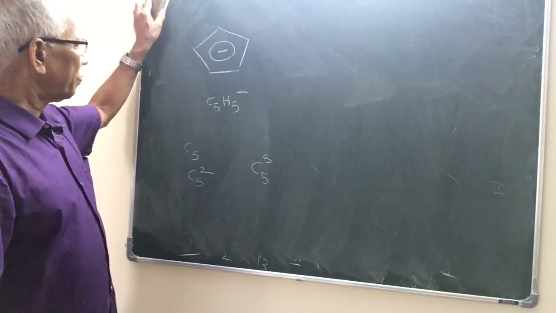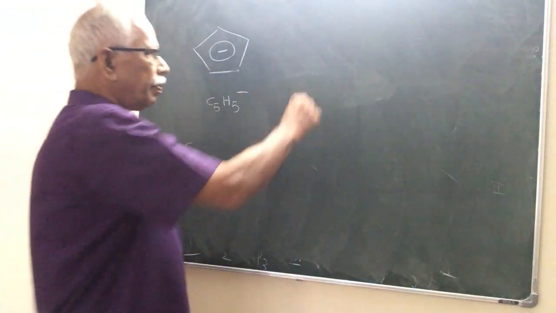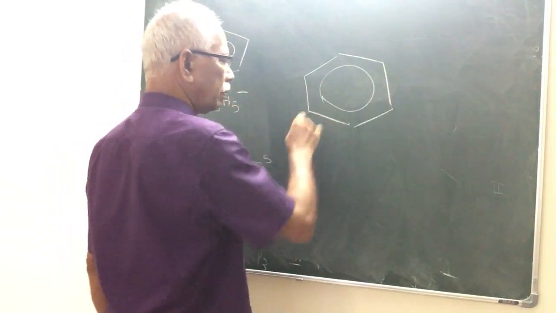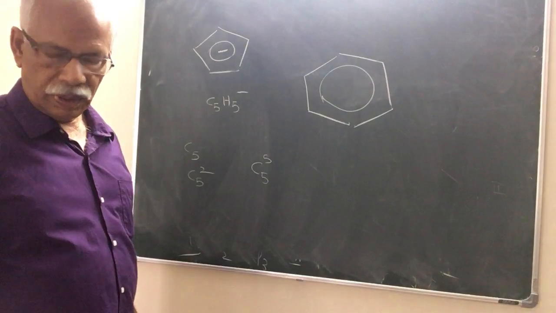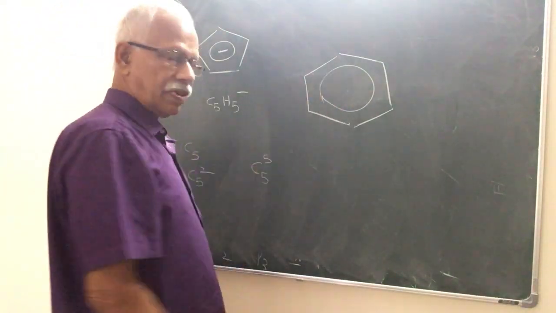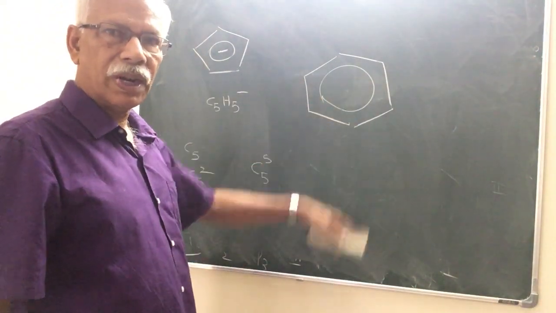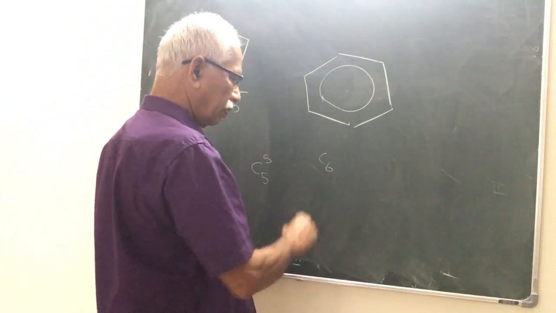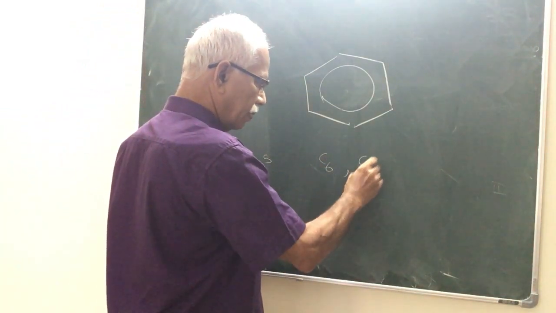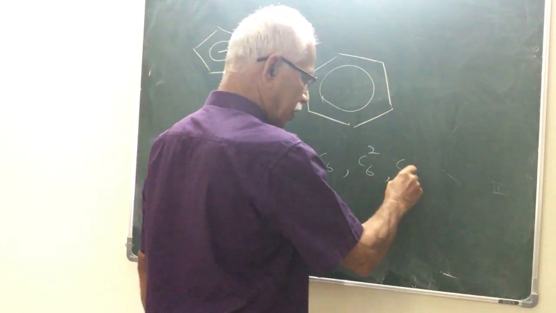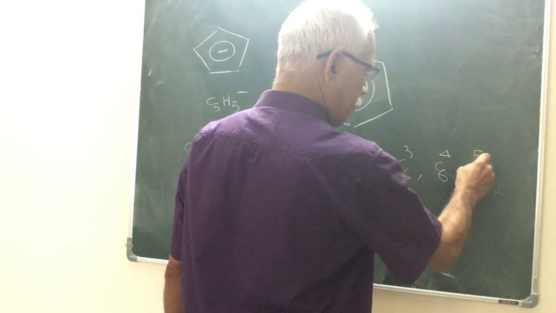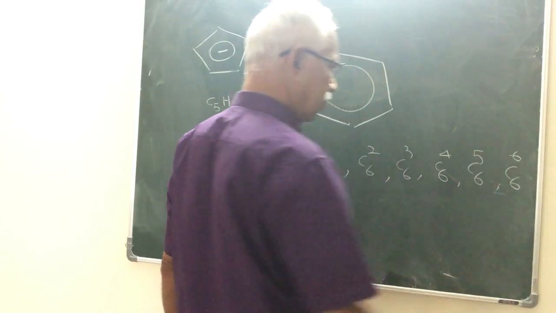A more popular example is benzene, which has got a C6 axis. Every 60 degree rotation will bring it to the same appearance. So there is C6. We can repeat it: C6 squared, C6 cubed, C6 to the 4, C6 to the 5, C6 to the 6.